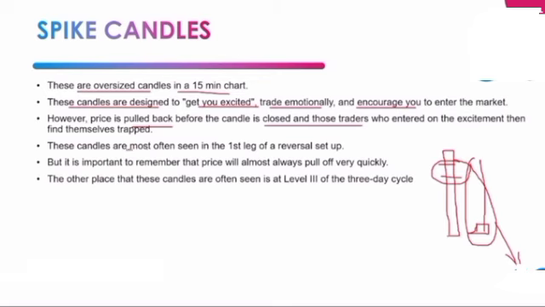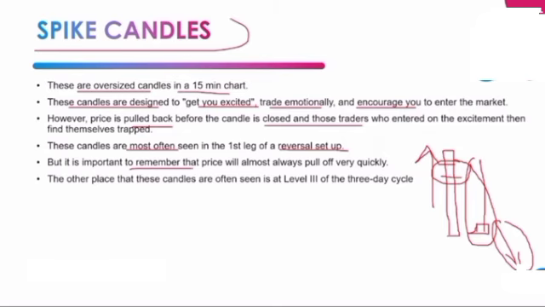These candles are most often seen in the first leg of a reversal setup, right? We have two legs, but on the first leg, usually we have something like this that will convince traders whilst their intention is to go away like that. It is important to remember that price will almost always pull off very quickly to create these spike candles. The other place that these candles are often seen is at level 3 of the 3-day cycle. We have what we call a 3-day cycle, and we'll talk about it later in this lecture.